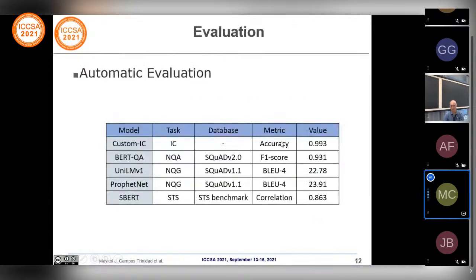So to evaluate the chatbot, we chose 2 different ways. The first one was based on metrics. As this is a mix of different tasks, we put them in a table with their respective database and metrics. This is known as automatic evaluation. For example, we can observe here our intent classifier, which reached a great accuracy.